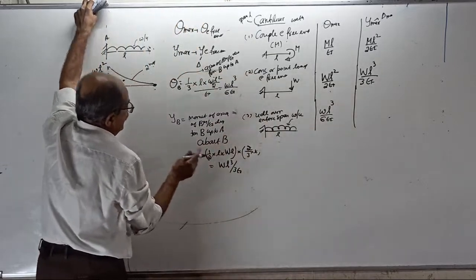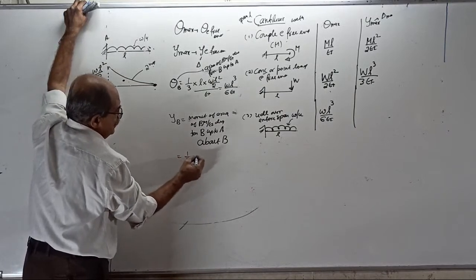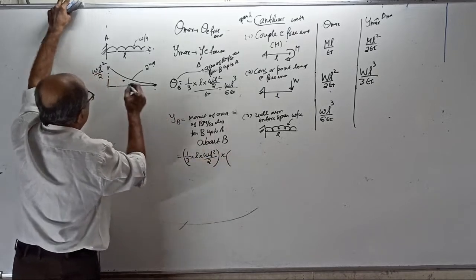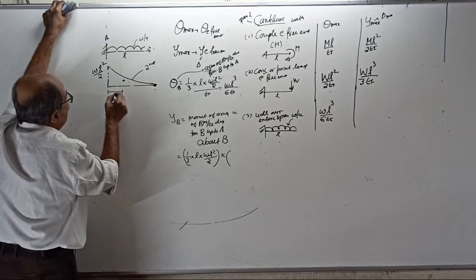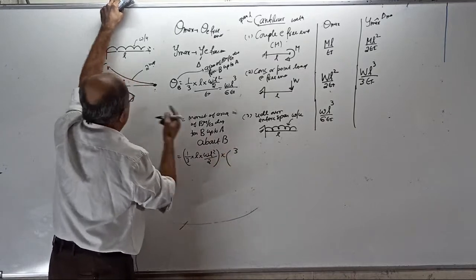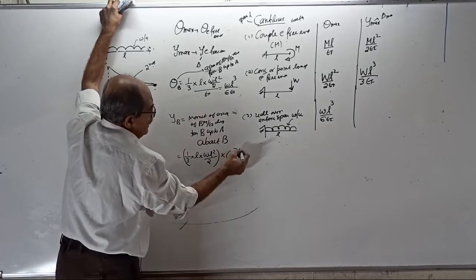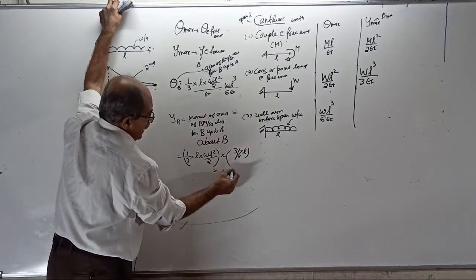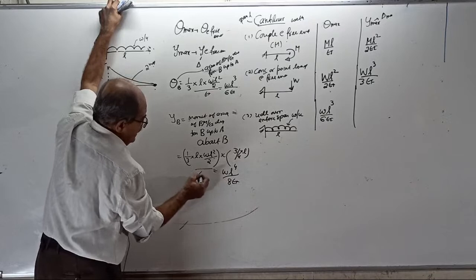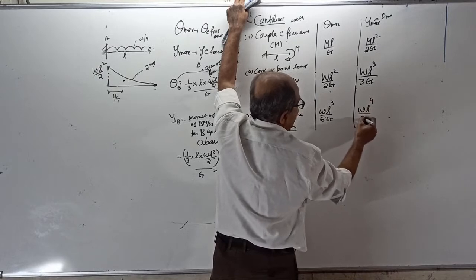Deflection: moment of the area about B. Area, how much? 1/3 into L into WL square by 2 is the total area. I told you this is 1 by 4. If that is 1 by 4, this is 3 by 4. Triangle is 1 by 3, 2 by 3. 1 by 4 is moment about this point, 3 by 4 of L. Now WL power 4 by 3 cancels. WL power 4 by 8EI.